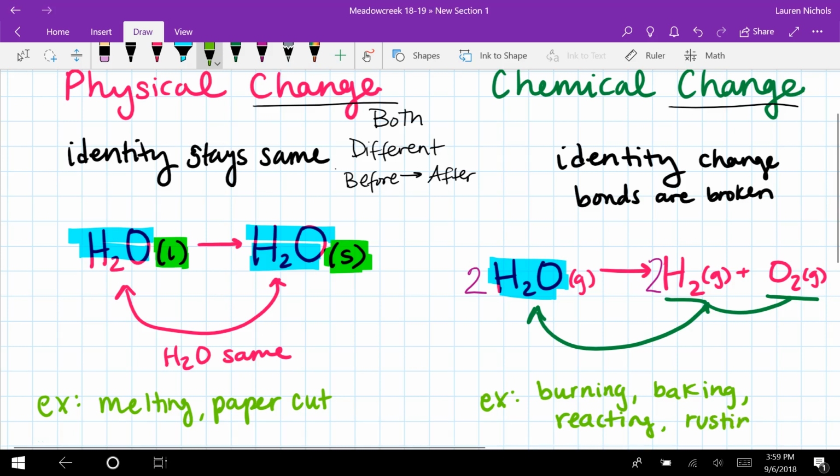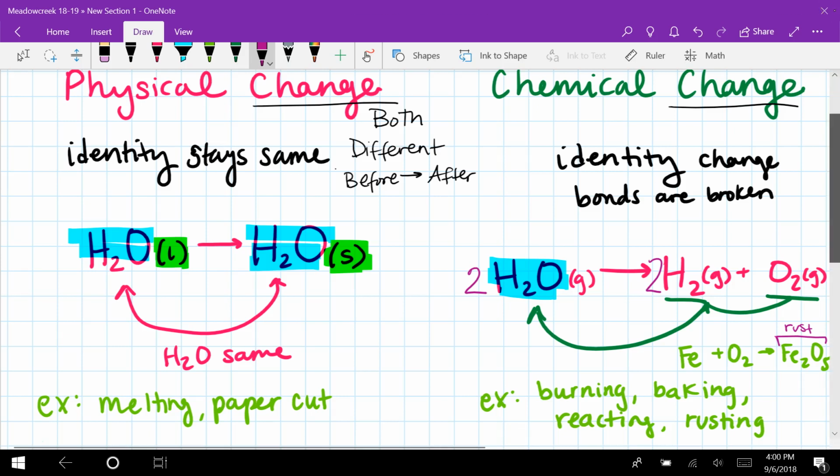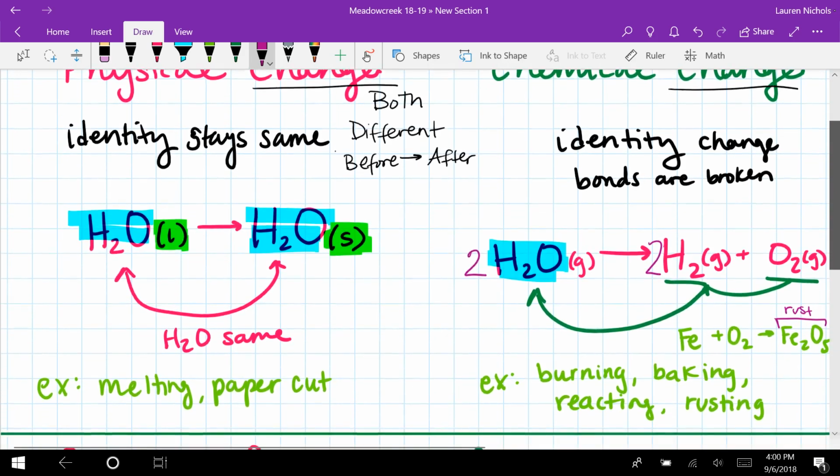Rusting, so iron rusting is a chemical change because it literally goes from iron, which is Fe, and reacts with oxygen in the air to form Fe2O5. Fe2O5 is that reddish brown rust that we see, but we can see that the chemical formula actually changes, so that is a chemical change. Remember, with changes, something is different from before and after, and whether or not its identity has changed will determine if it was physical or chemical.